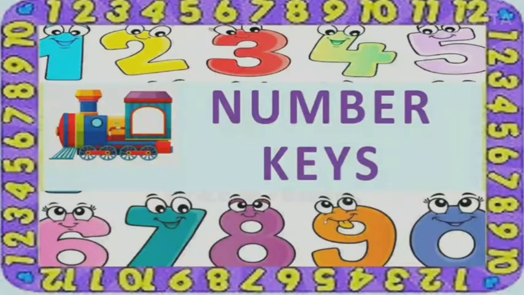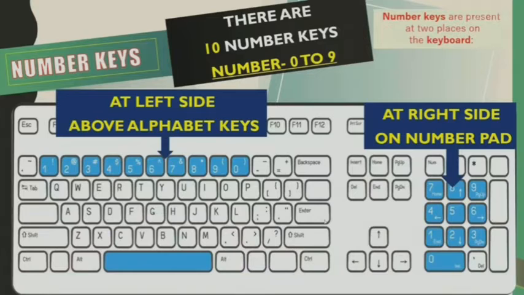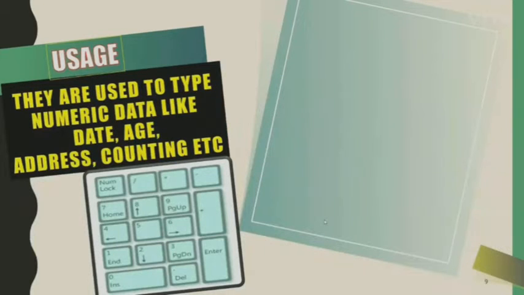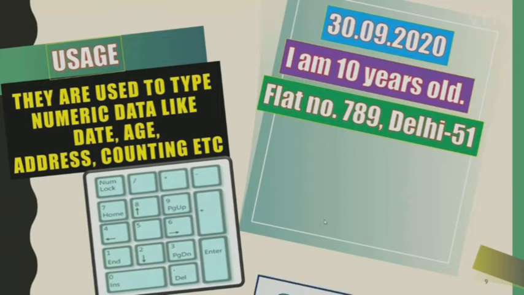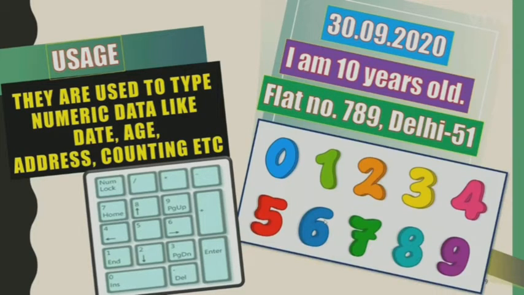Number keys are used to type digits or numbers. There are 10 number keys ranging from 0 to 9. They are placed at two places on keyboard, at left side above the alphabet keys and at right side on the number pad. They are used to type numeric data like date, age, address, counting, etc.